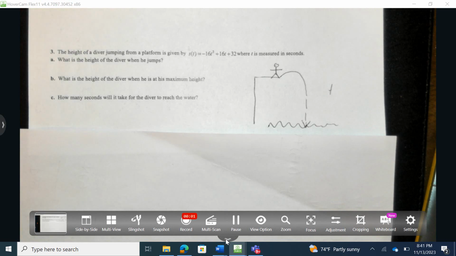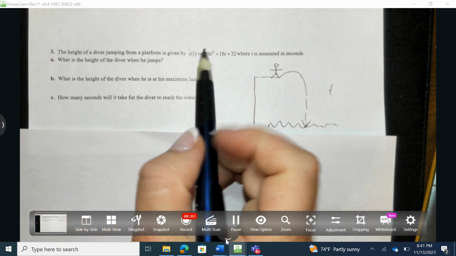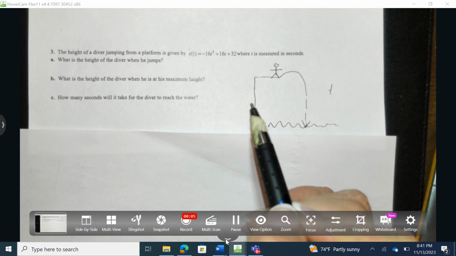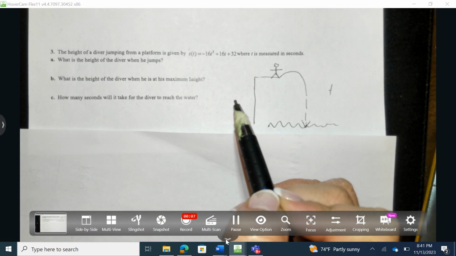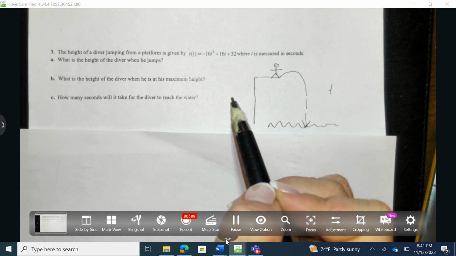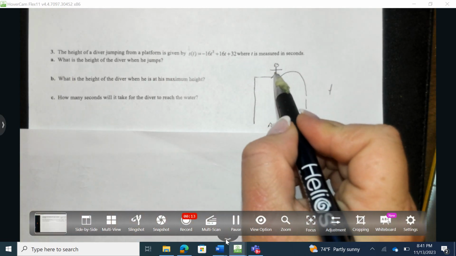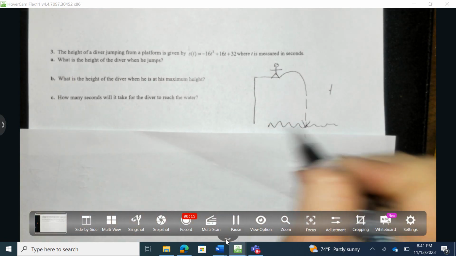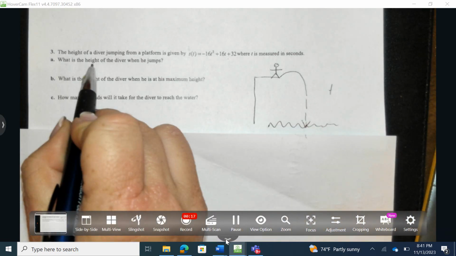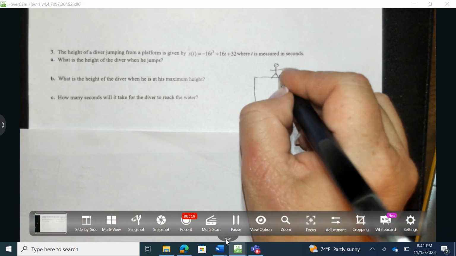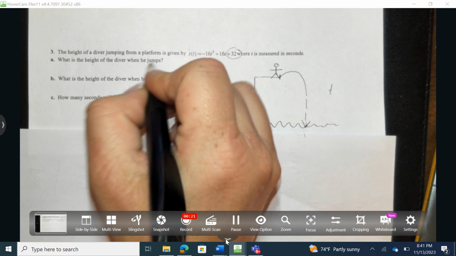Let's take a look at number 3. So in number 3, as we look at this equation, our first goal will be to ask ourselves, how do we achieve this? So we have a picture here of a diver. He's going to jump into the water. We want to know what is the height when he jumps. So that is your initial height. That is always going to be your constant.